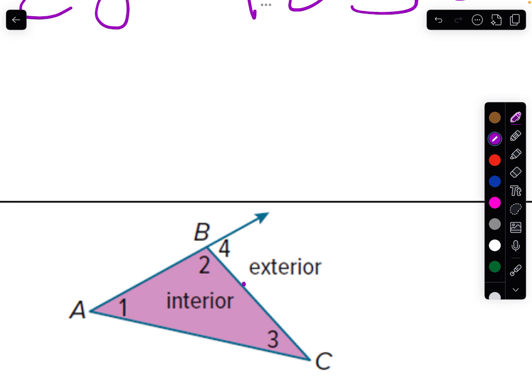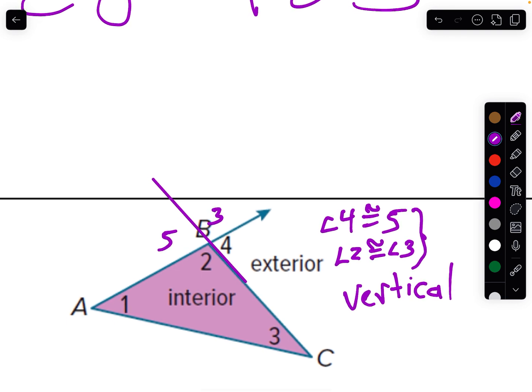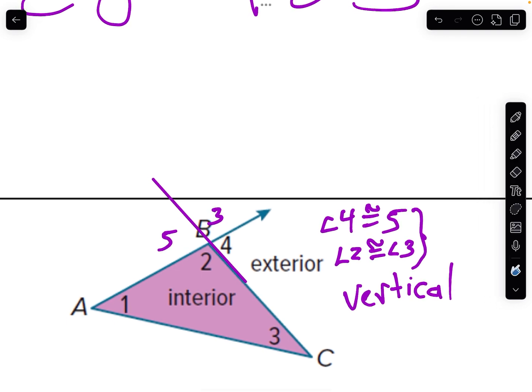Like I extend BC out, I get an exterior angle over here. We'll call that angle 5. And yes, angle 4 is congruent to angle 5. I also get angle 3. That is not exterior because it's formed by two intersecting lines. And on this one, angle 2 is congruent to angle 3. Both of those are true because they're vertical angles. So exterior is formed by one line, not two. You have to be careful of that when we apply that to a problem.